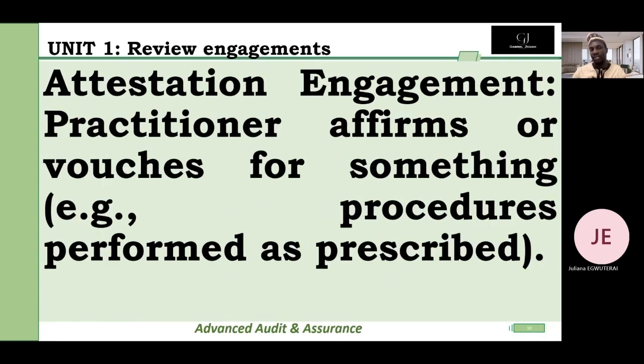We also have attestation engagement. The practitioner affirms or vouches for something, for example, procedures performed as prescribed based on regulations or policies of the land or the jurisdiction where they are domiciled. So looking at the US, for example, attestation engagements are very prominent in the US, where the rule-based approach of accounting or audit is employed. So attestation engagements are predominant in the US very, very much.